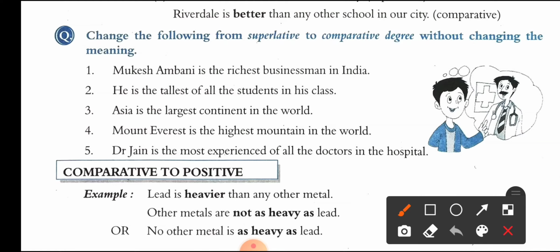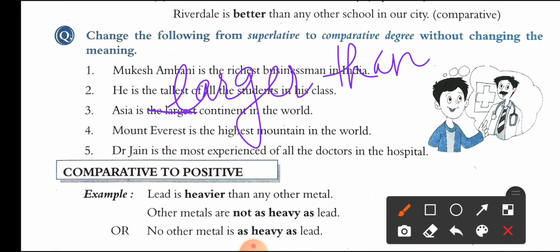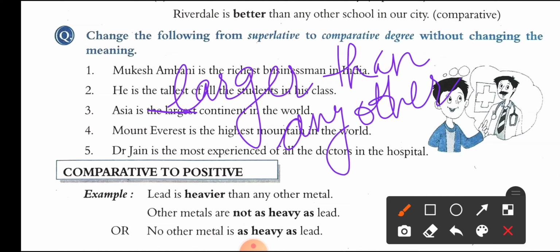Asia is the largest continent in the world. So what you have to change here? The largest, right? So the answer is, Asia is larger than any other. Check the formulas, we have done the same thing. Asia is larger than any other continent in the world. That will be the answer.